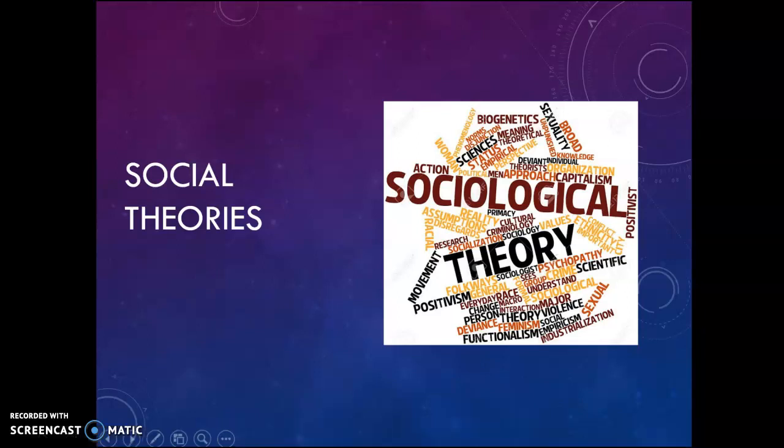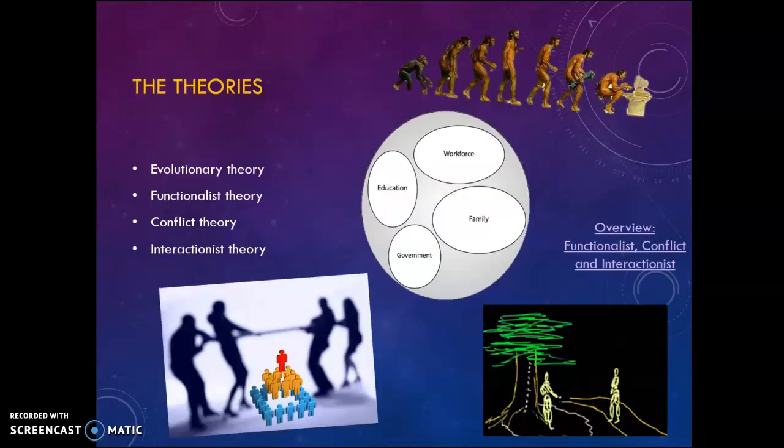Okay, so today we're going to look at the social theories. They're the 4 social theories that have been listed in the syllabus, and then later on when we look at our case study of China, we'll apply one of these theories to China and continuity and change. So these 4 theories are evolutionary theory, functionalist theory, conflict theory, and interactionist theory.